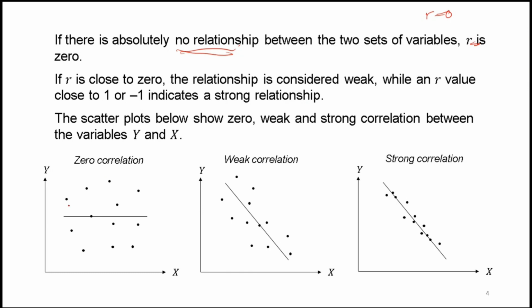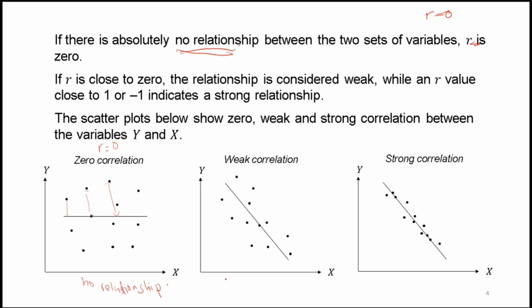So first this one, you can see that we don't have any relation between x and y. So this is no relationship. Your r equals 0, and you can see that all points are far away from each other, and you don't see any pattern. Okay, so this one, weak correlation.